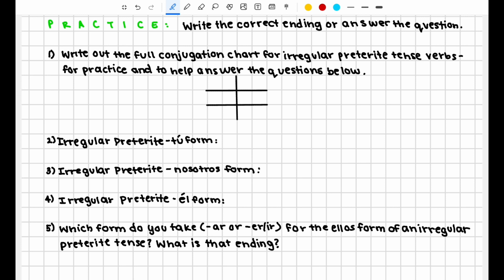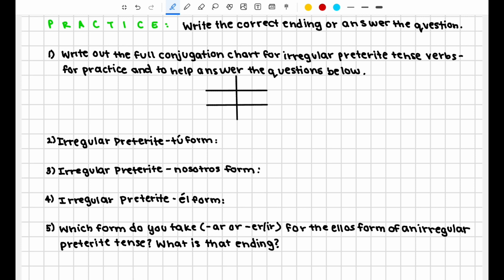Alright, let's go over it together. Number 1, we're just writing out the full conjugation chart for irregular preterite tense verbs. It's both for practice and because it will make it a lot easier to answer the 4 questions below it, since we can just look at the conjugation chart itself, because that is our explanation, or showing your work, as you would call it in math.